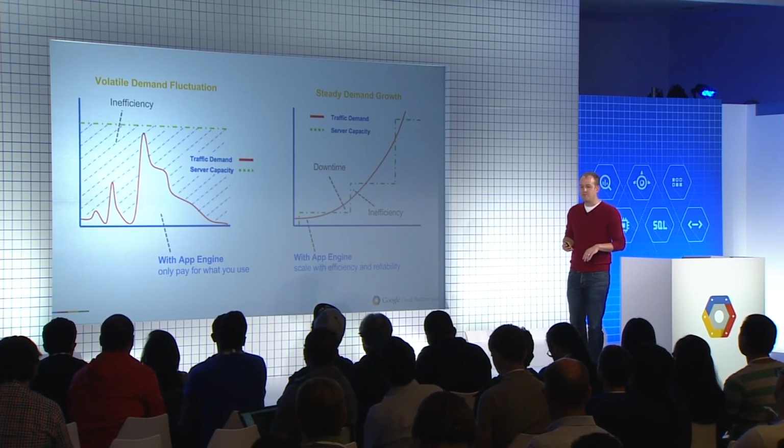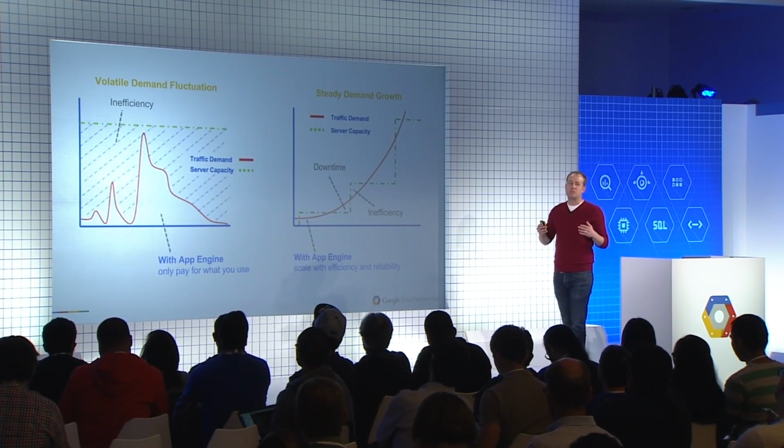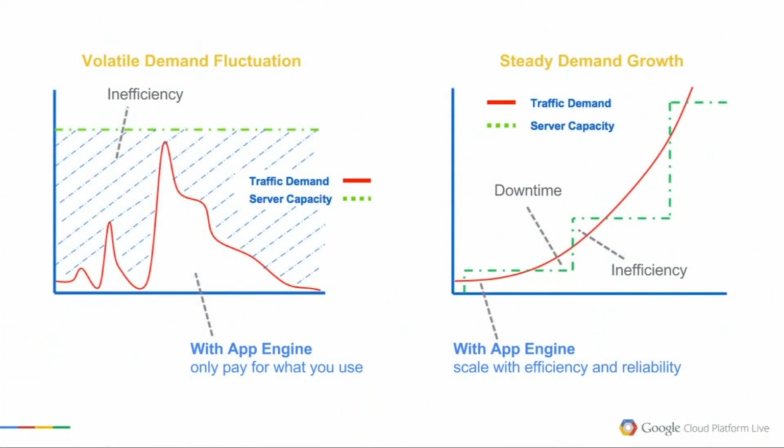And with App Engine, you only really pay for the traffic that you use. So in a normal production server environment, you typically over-provision. You want to make sure that your app can handle normal load, but you also want to build in some tolerance in case you get spikes. And that's really what App Engine was designed to solve.